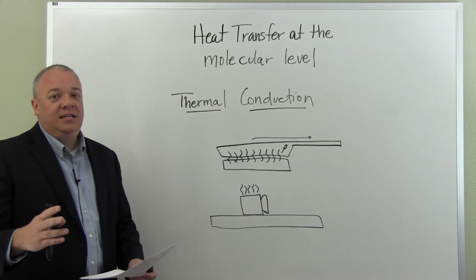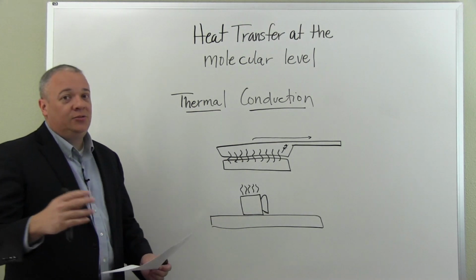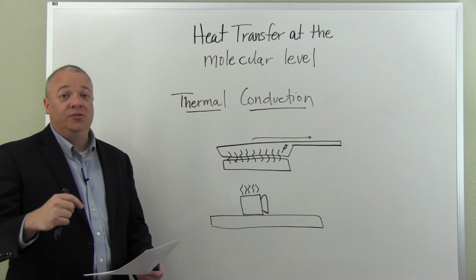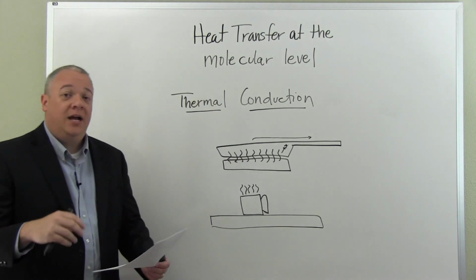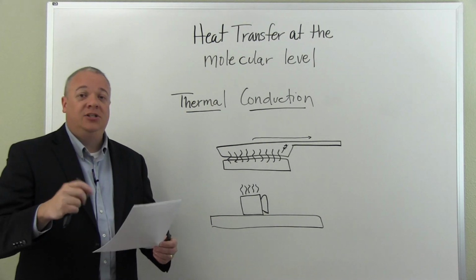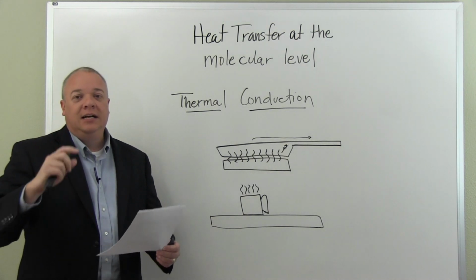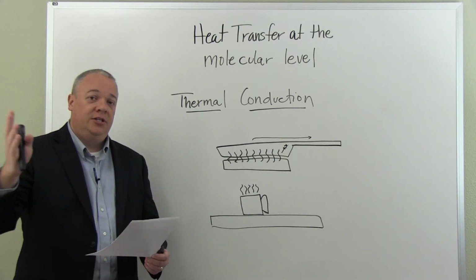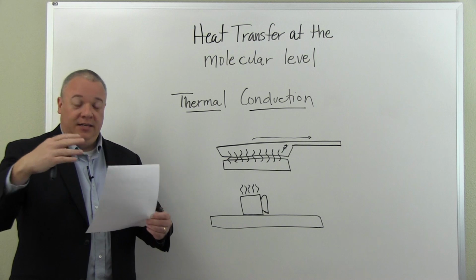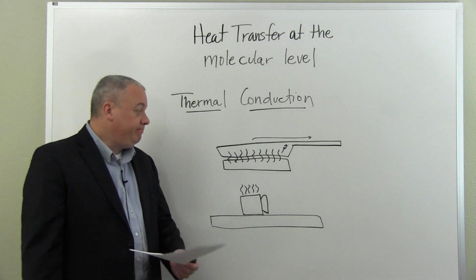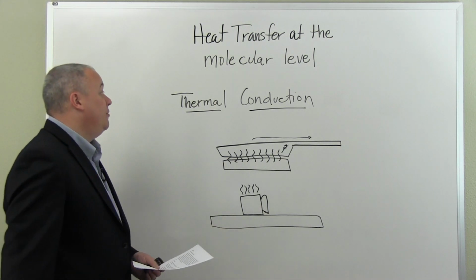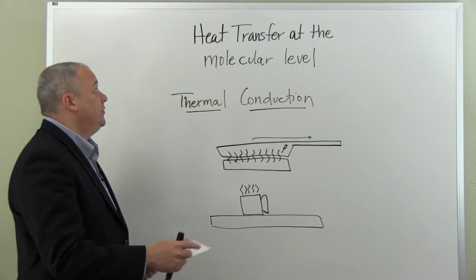So the basic idea is that heat transfers, not actual matter, and it's due to the interaction of the molecules or atoms. As they are heated, they're agitated, they bump into the other ones. This collision transfers energy and therefore heat, and it spreads throughout. This has just been a basic overview of the basic idea of thermal conduction or heat transfer at the molecular level.